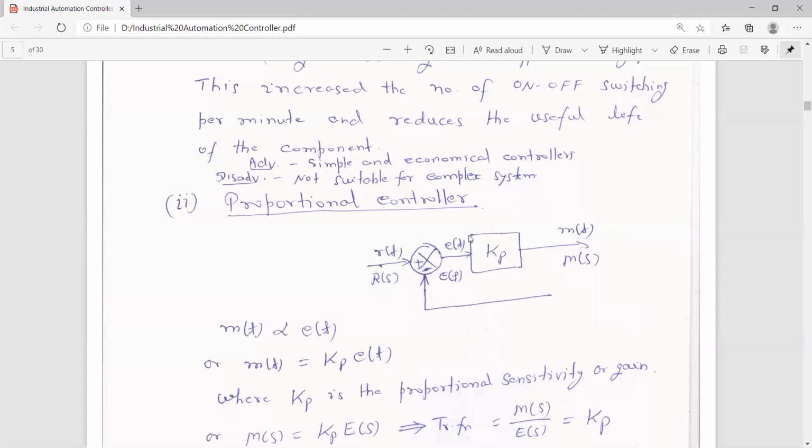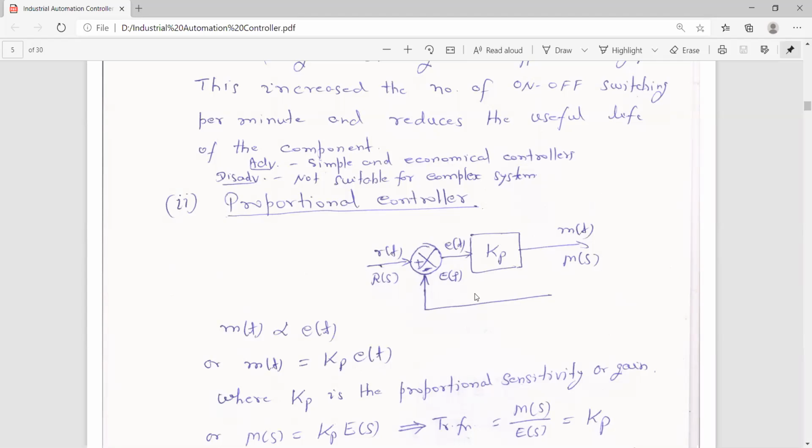So basically, instead of considering the controller, we are going to consider the actuator as the controller here. So this is the actuator. Their output is MT in the time domain. Input is ET, which is the error signal. Accordingly, in the frequency domain, RS, ES, and MS are there.